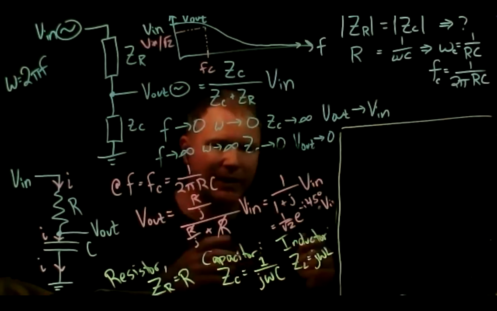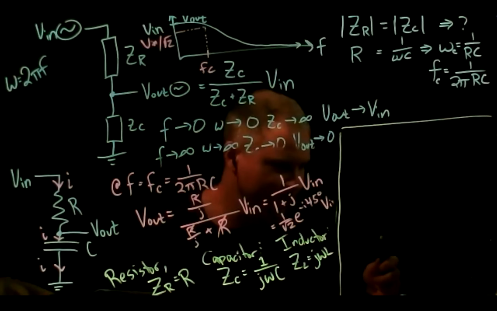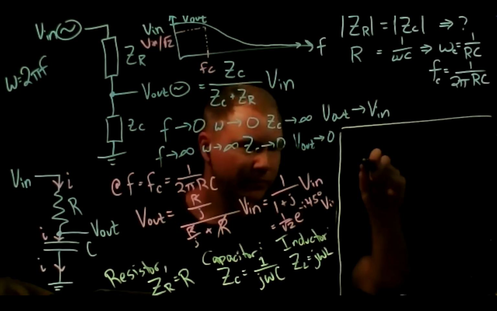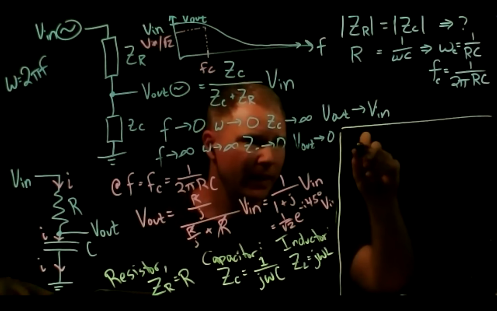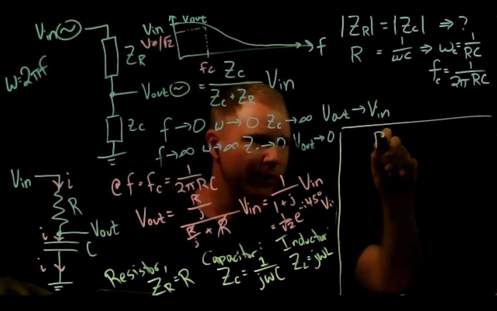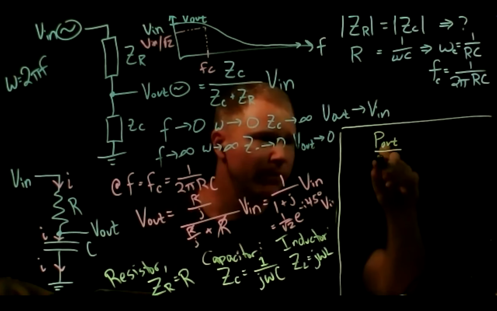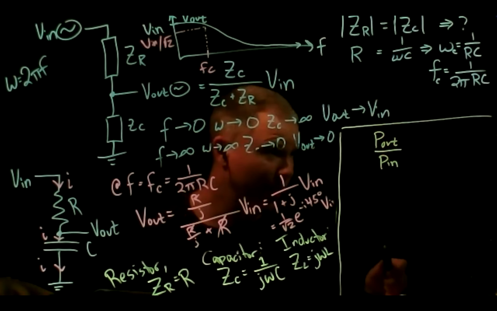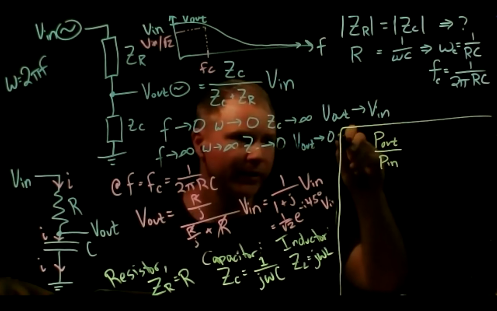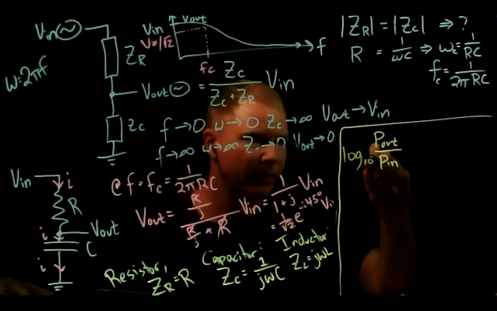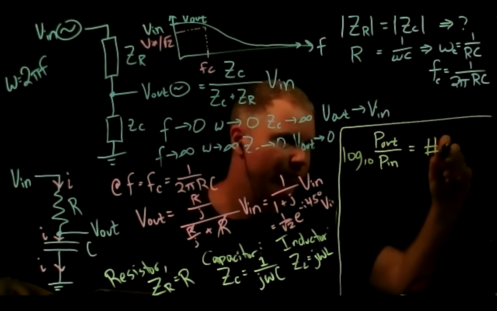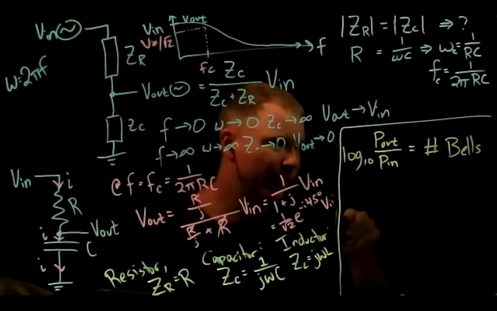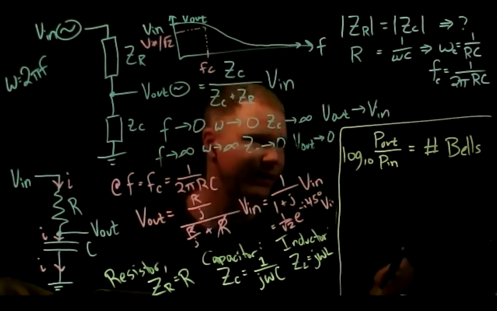The history of this is that, back when the telephone company was first getting started, they were putting audio power into telephone lines and measuring the audio power that came out of telephone lines. So the ratio of the power out to the power in was an important concept. Oftentimes these vary greatly if you're going over long distances, so they would take the log base 10 of this power, and this was some number of bels, named after Alexander Graham Bell, who invented the telephone.